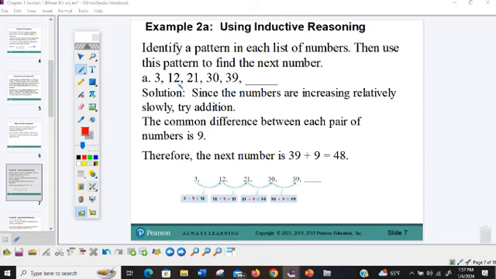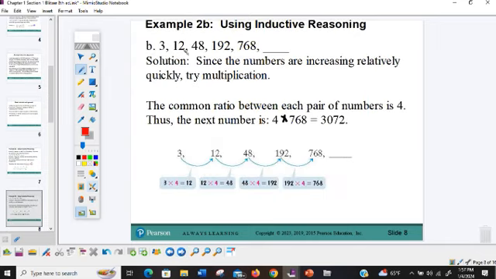3 plus what would give you 12? That would be 9. And then 12 plus 9 would give you 21. 21 plus 9 would give you 30. 30 plus 9 would give you 39. So what they're actually doing is they're adding 9 each time. And we just need to do 39 plus 9 to get the answer of 48. Let's look at another one.